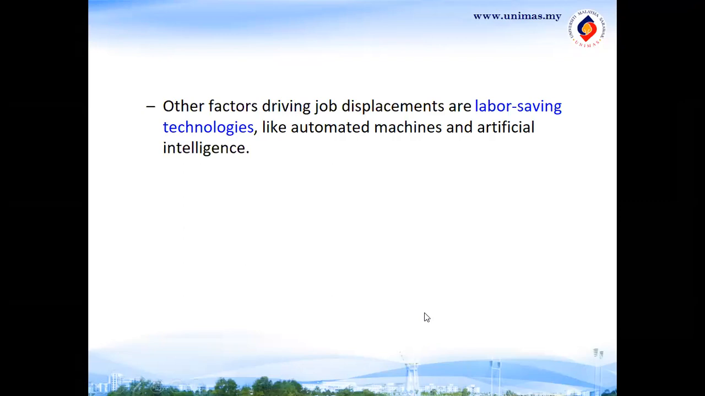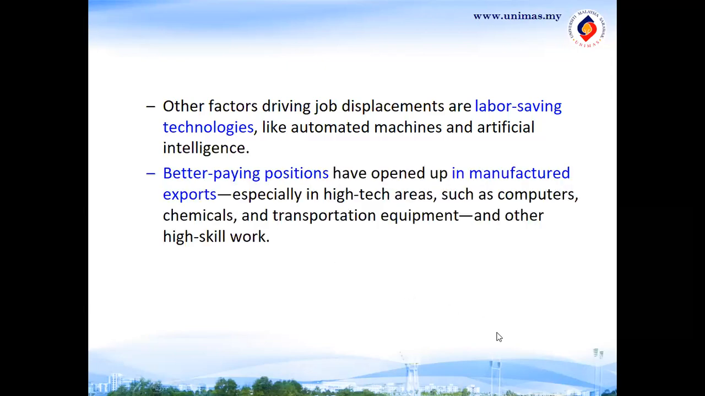Other factors that drive job displacement are labor saving technologies, technology or machines, which replace labor, and also artificial intelligence. Better paying positions have also opened up in manufactured exports, especially in high tech areas, such as computers, chemicals, and transportation equipment, and also other high skill work. So in other words, there have been changes in terms of jobs and also the nature of jobs, and no less in terms of the impact on the skills required.